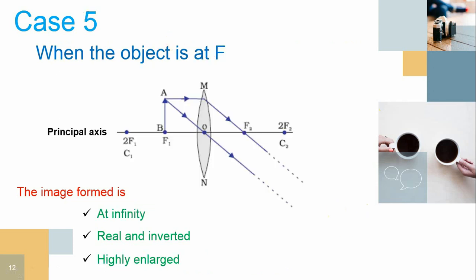Case 5, when the object is at f. So we place the object at f. This is the object. So now take two rays. One is parallel to the principal axis, and another one passes through the optical center. The first ray is parallel to the principal axis, so it passes through the focus. Another ray passes through the optical center and does not refract. These two rays are parallel to each other, so the image is formed at infinity. The image is real and inverted, and the size of the image is highly enlarged.